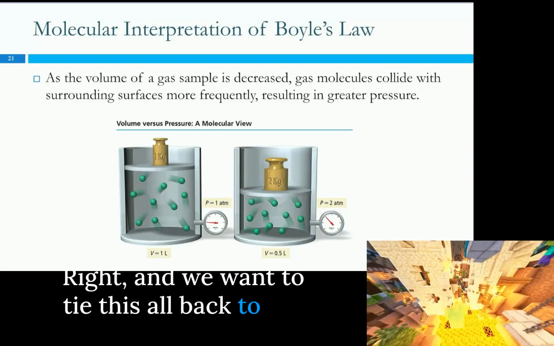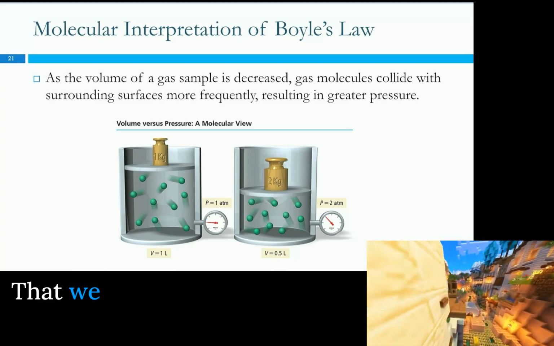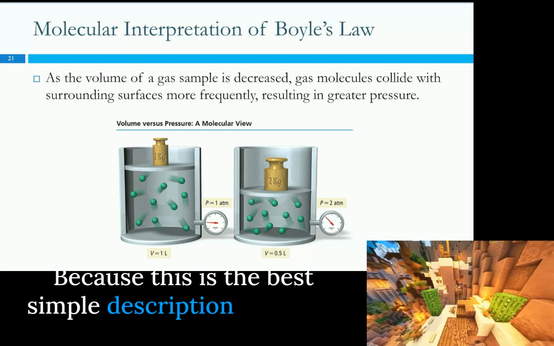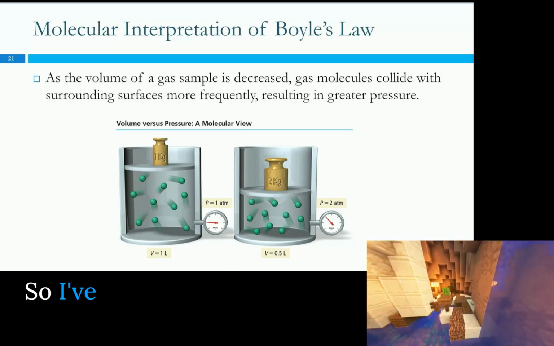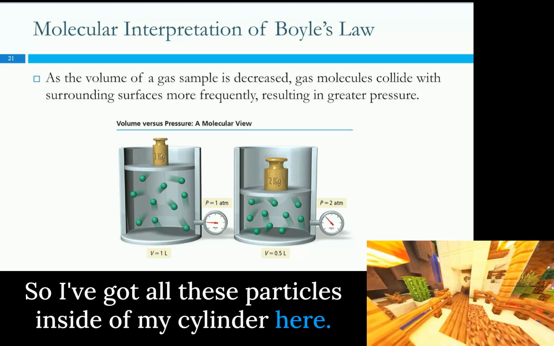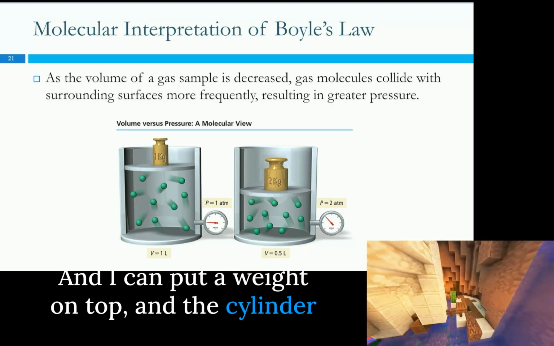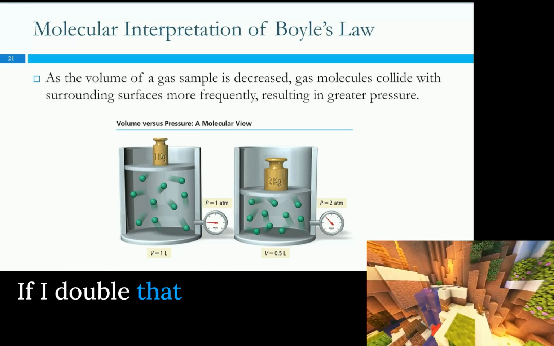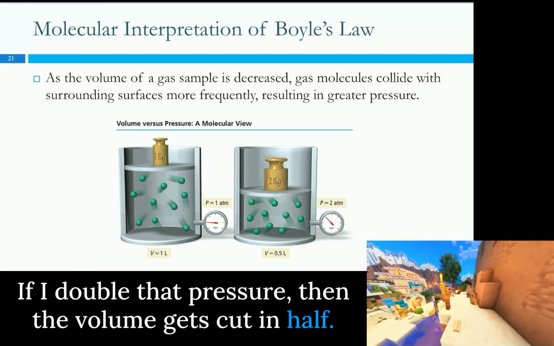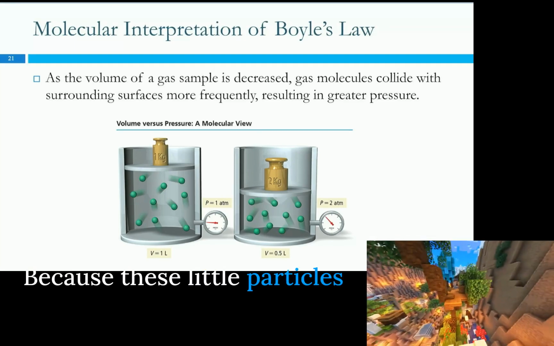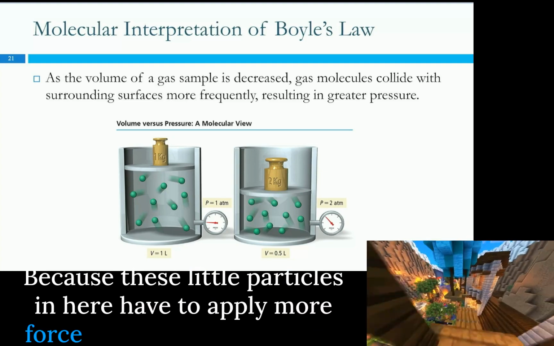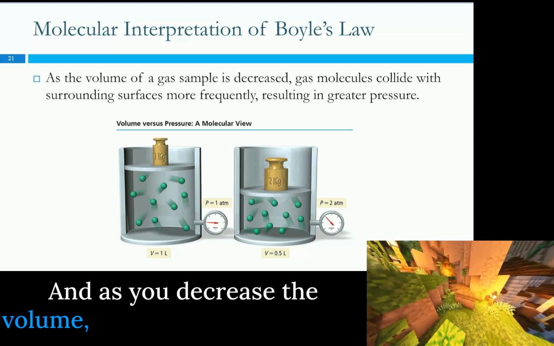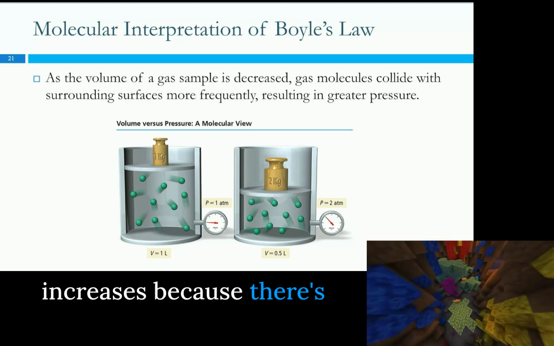Right, and we want to tie this all back to the kinetic molecular theory that we looked at before going into these simple gas laws, because this is the best simple description of what's happening with gases. So I've got all these particles inside of my cylinder here, and I can put a weight on top, and the cylinder is going to decrease in volume a little bit because I've added more pressure. If I double that pressure, then the volume gets cut in half, because these little particles in here have to apply more force to hold that weight up. And as you decrease the volume, the amount of collisions increases because there's smaller distance to travel.